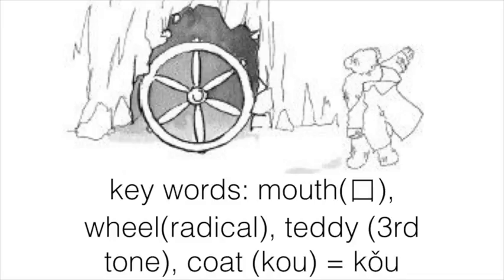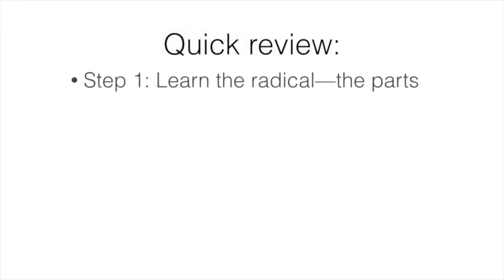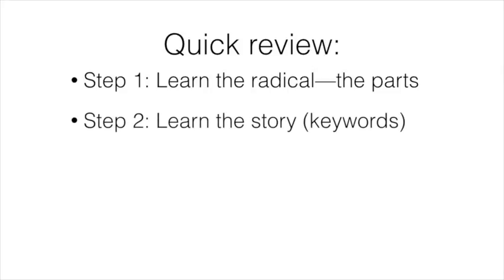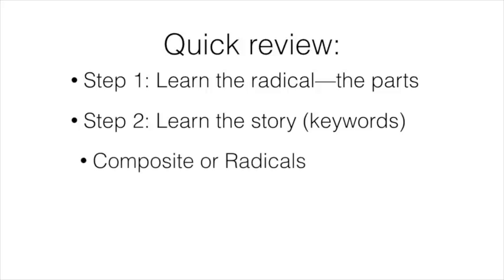So let's go ahead and review that really quick. First of all, you need to learn the radicals. When you know the shapes that go together to make the composites, then you're going to be able to learn your characters well. So then in step 2, once you know your radicals, then for every character you're going to learn a set of keywords. And those keywords are going to help you. Remember, for the composites, you're going to learn each of the keywords for the different parts that go together. And for the radicals, you'll have just a keyword for the radical itself, as well as the wheel. And that should help you remember that it doesn't need any additional parts.